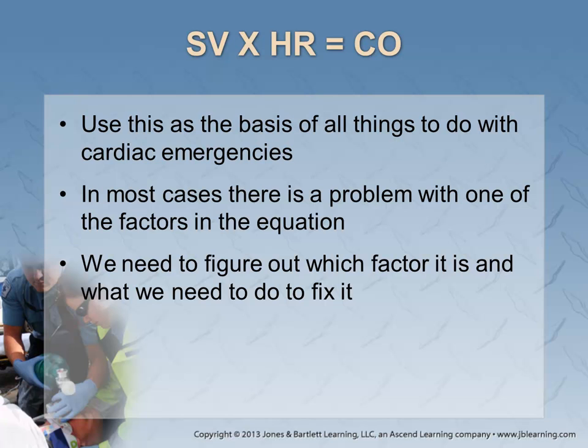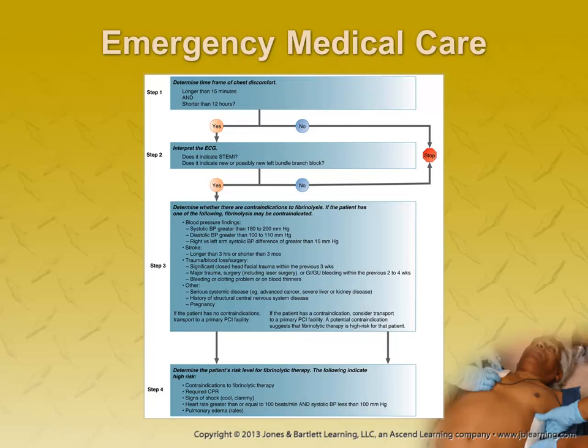So, bottom line, we're going to figure out which of the factors it is that's affecting cardiac output and what we need to do to fix it. So this is just kind of a universal algorithm here. We'll get to this again.